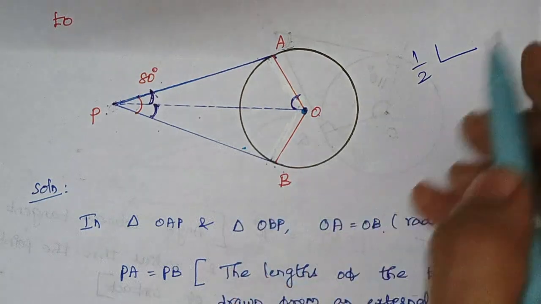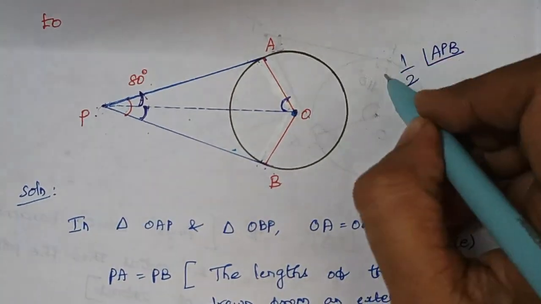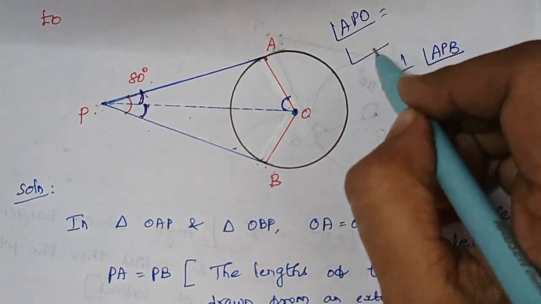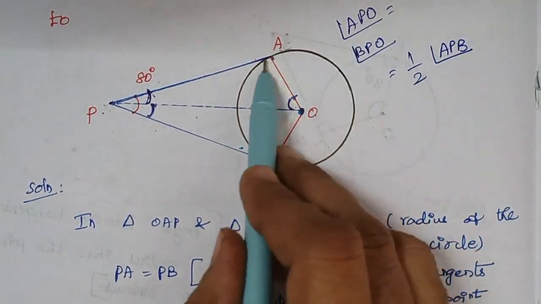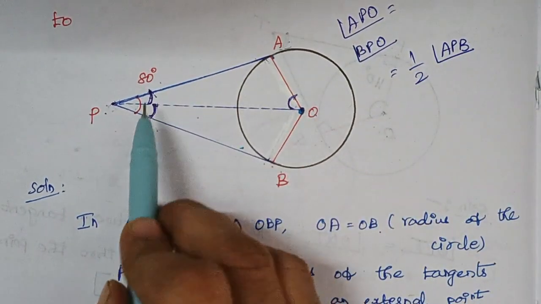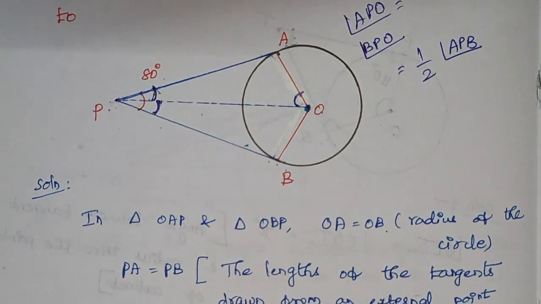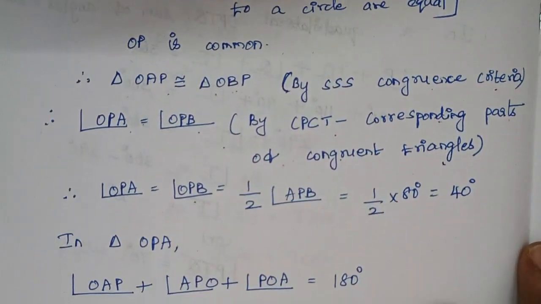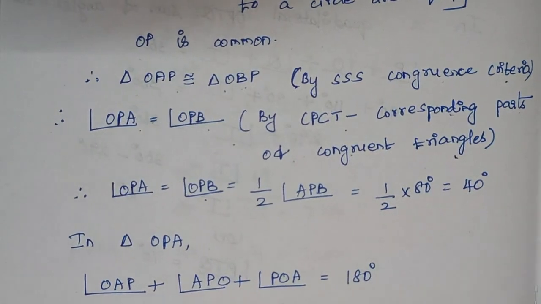What is this bigger angle? It is APB. So angle APO is equal to angle BPO, and each is equal to half of this angle APB. So what is the value of APB? It is 80 degrees. So half of 80 degrees is 40 degrees. So now we have calculated the value.